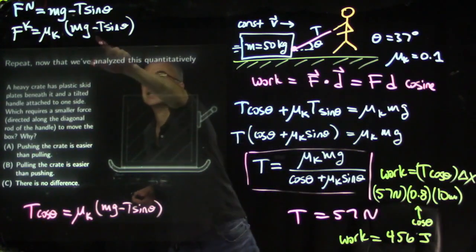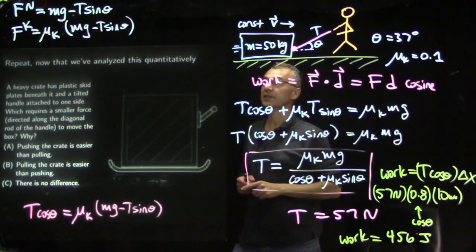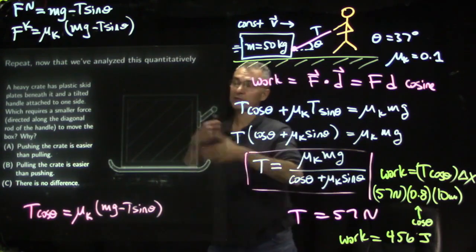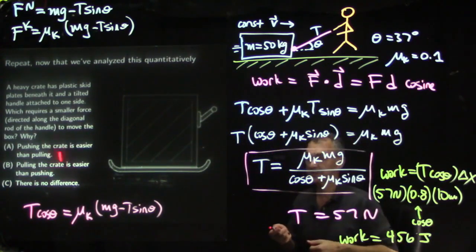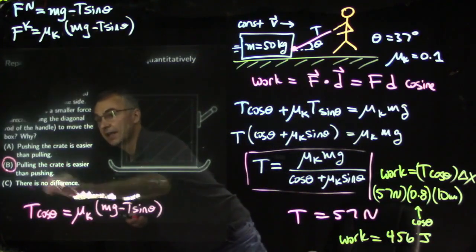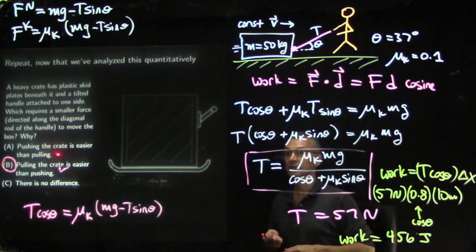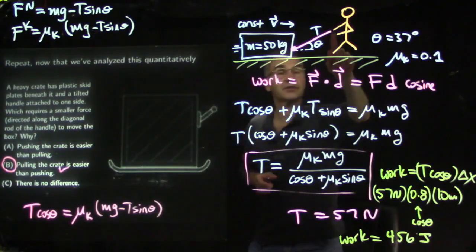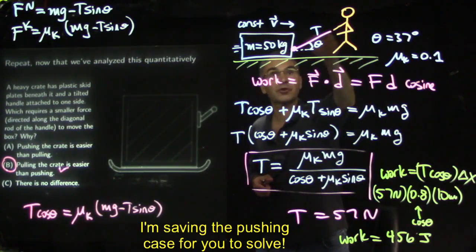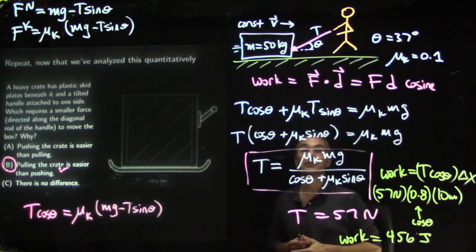If we'd been pushing instead of pulling, then the normal force would have been bigger than mg instead of being smaller than mg. And that would in turn make the friction force bigger, which would in turn make the force that we have to apply to move the box bigger. So I claim that pulling the crate is easier than pushing. I guess we didn't go all the way through proving that because we didn't work through the result for the pushing case. But basically, if we were going to work through it, we would find that this minus sign becomes a plus sign because the vertical component of the pushing force then increases the required normal force to make the forces balance in the vertical component.